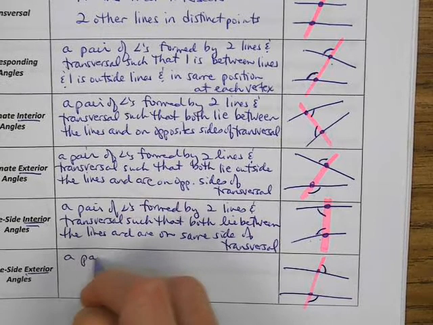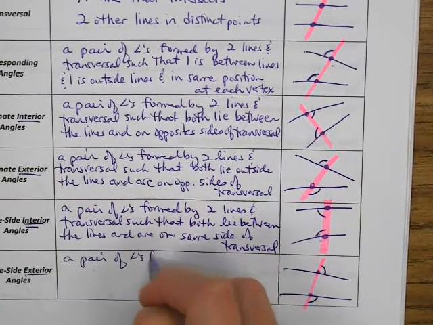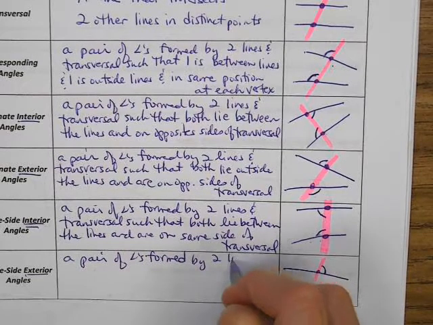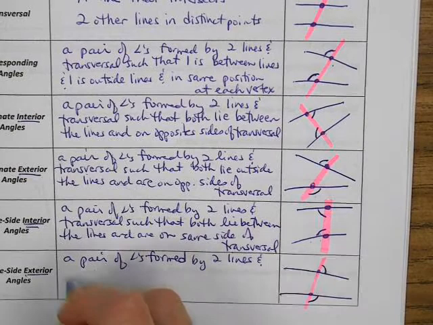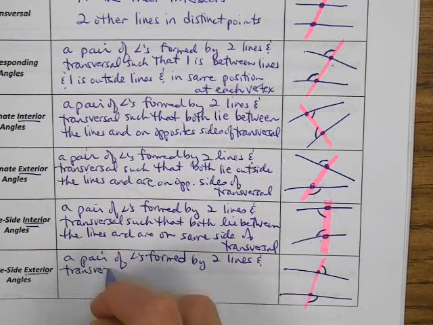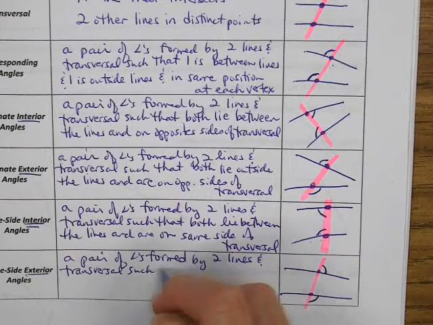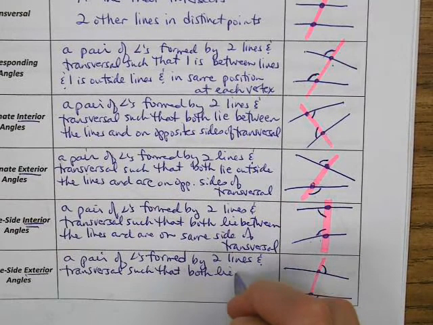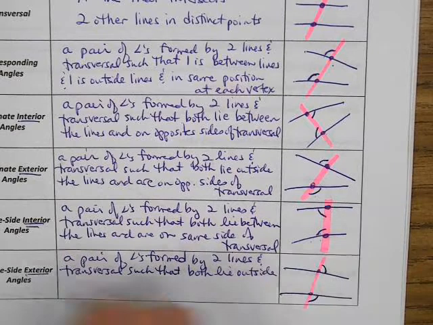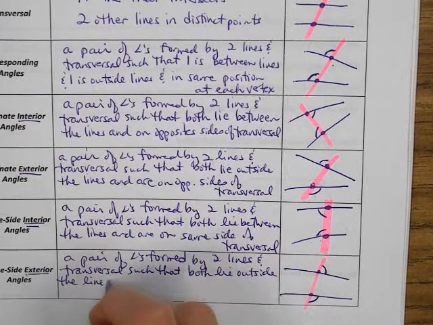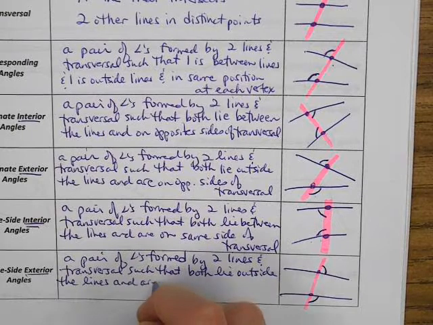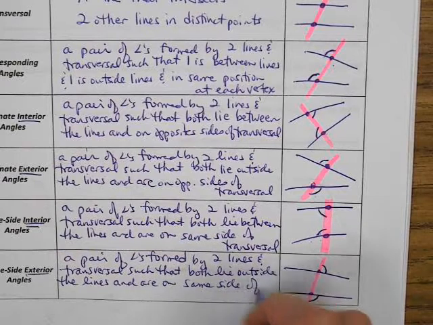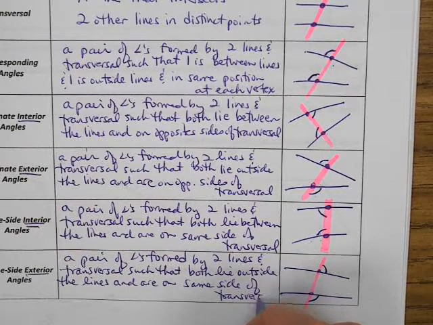So a pair of angles formed by two lines and a transversal such that both lie outside the lines, that's the exterior part, and are on the same side of the transversal.